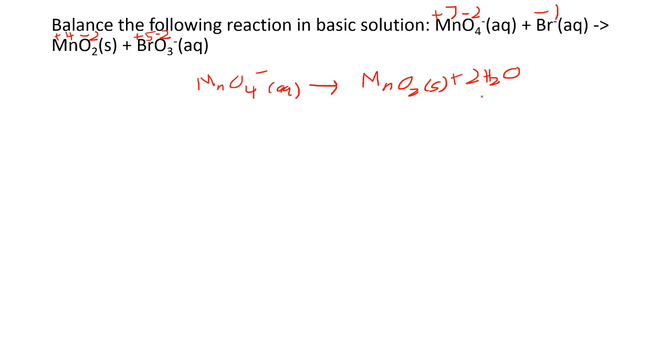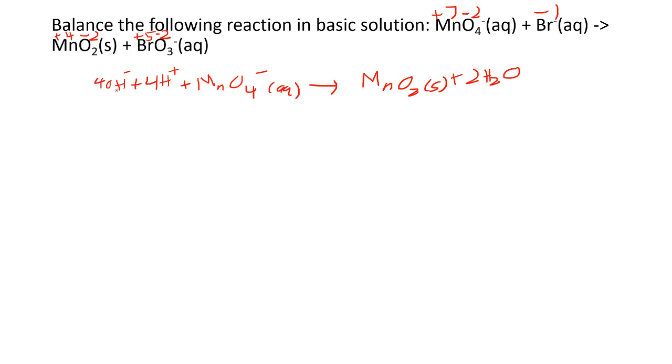I'm just doing that because there's literally not enough room on this line. So now we've added our waters. The next thing we need to do is balance our hydrogens. So here we have 4. So I need to put 4 on this side. So 4H plus over here. Now, if we were doing just acidic solution, we could move on to electrons, but we're doing a basic solution. So I can't have H pluses sitting there. So I need to add 4 OH minuses here to get rid of these.